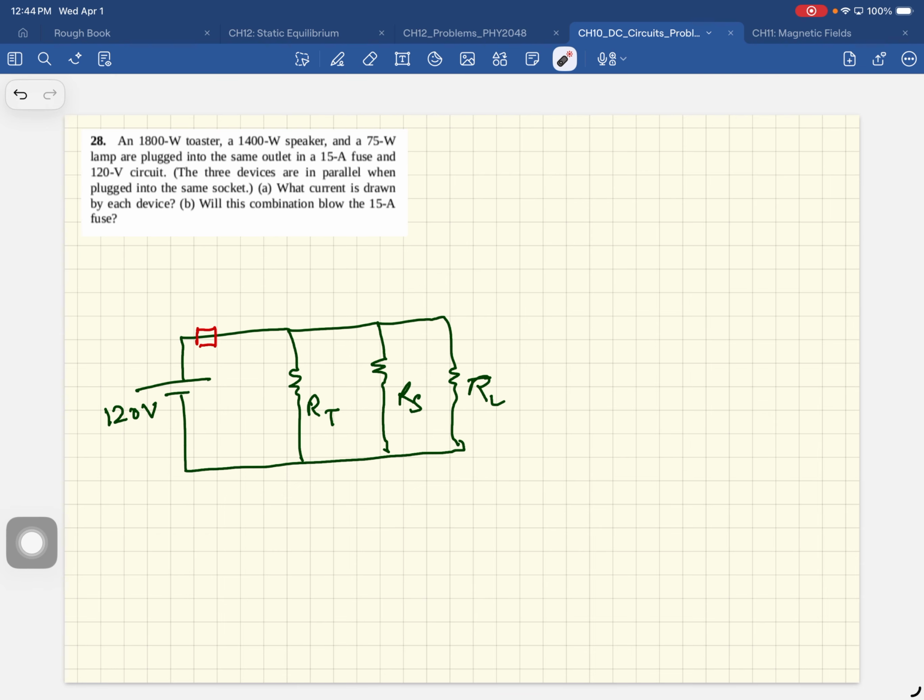And by the way, if you wanted to calculate the current here, this device is seeing 120 volts. So the current here is 120 volts divided by this resistance. The current here is 120 volts divided by this resistance. And the current here is 120 volts divided by that resistance. In fact, in lab today, we'll make this circuit.